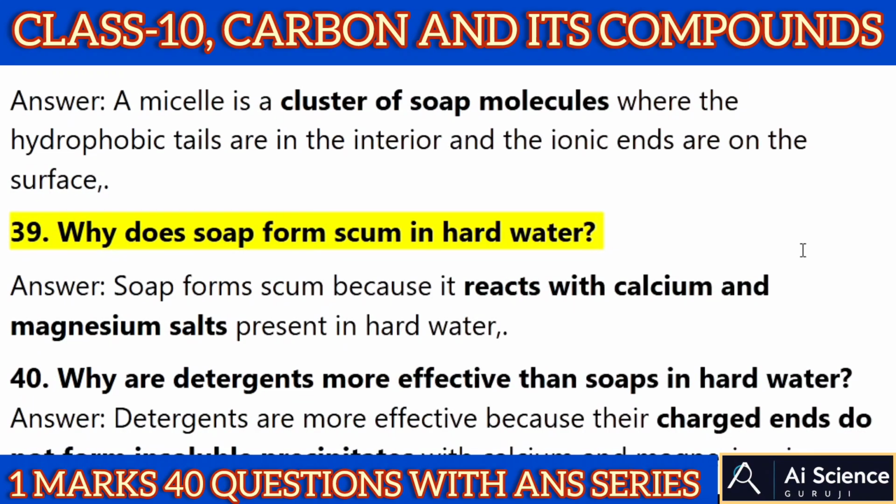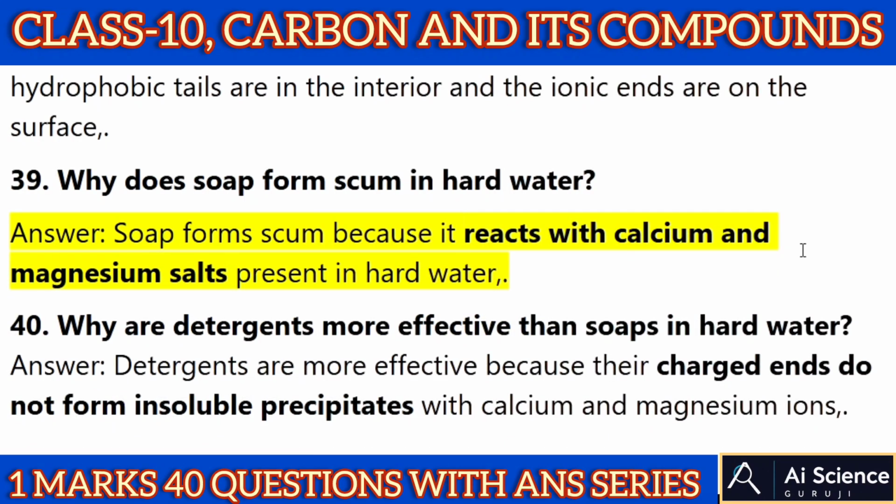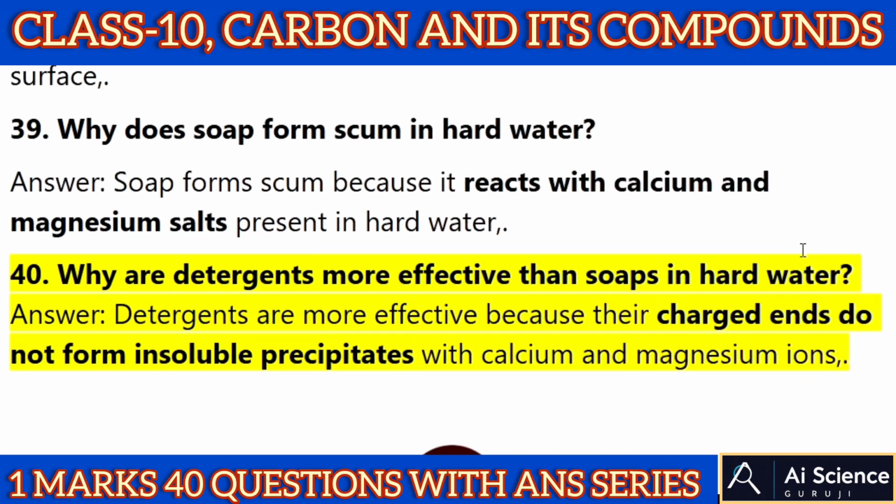39. Why does soap form scum in hard water? Answer. Soap forms scum because it reacts with calcium and magnesium salts present in hard water. 40. Why are detergents more effective than soaps in hard water? Answer. Detergents are more effective because their charged ends do not form insoluble precipitates with calcium and magnesium ions.